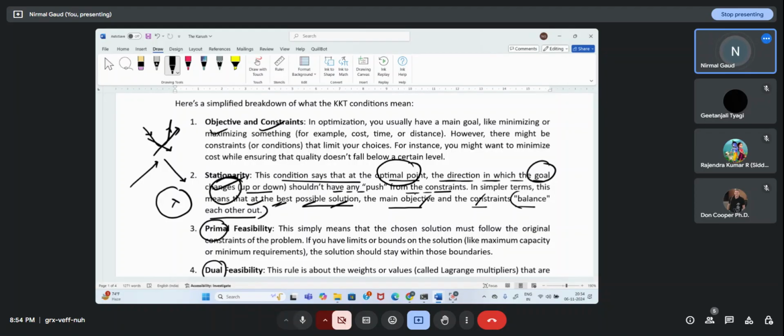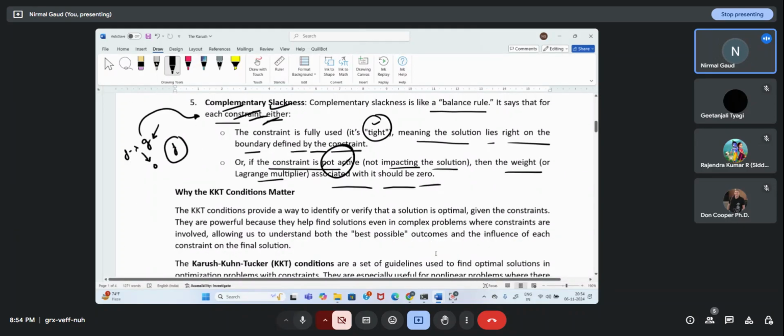So it is saying that the best possible solution lies here, and the objective and the constraint balance each other out. What is the balance? Lambda will balance between f and g. Obviously there is a high level of maths in here.